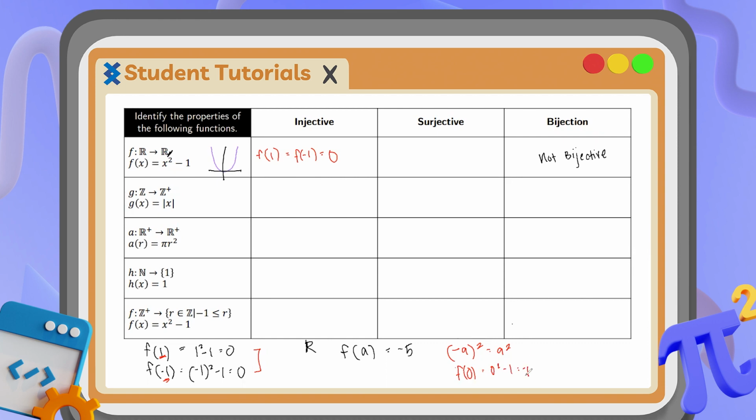So this would be one of the negative values that you can get, but this is actually the minimum value, or the lowest value, that you can get using the function. And with that, because there is no value that you can use to get to negative 5, no such value of a can reach negative 5. Therefore, it's also not a surjective function. So the other functions will be left as an exercise to you to determine whether something is injective, surjective, or even bijective.